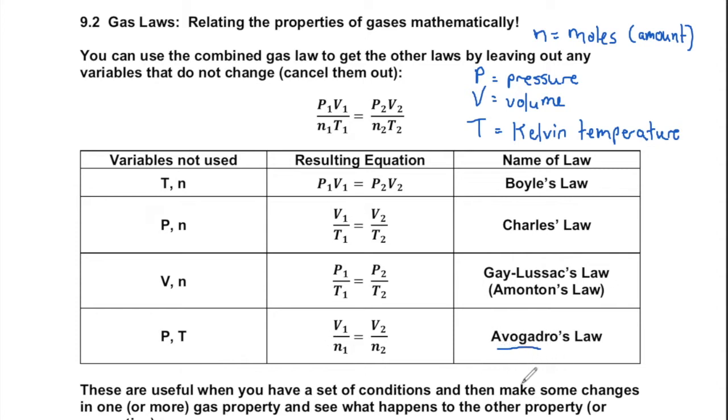This is work done by Avogadro. That is how the number for moles got named after him. So we use that number for the amount of things. In this approach, they would study two different properties and how they're related. And then overall, we can summarize this in a combined gas law, combining all these different relationships.